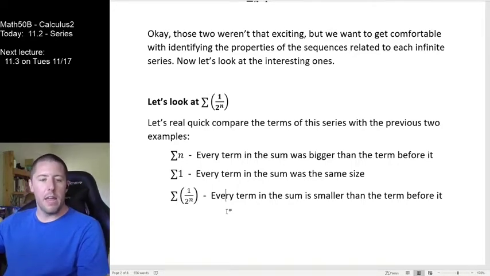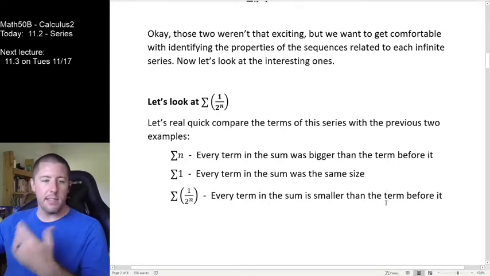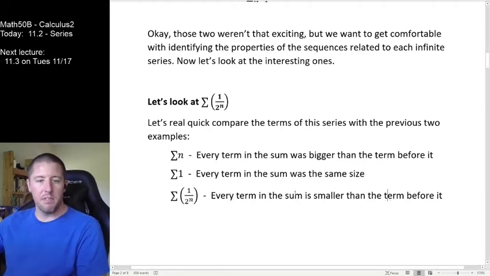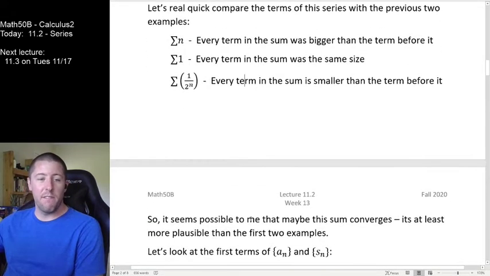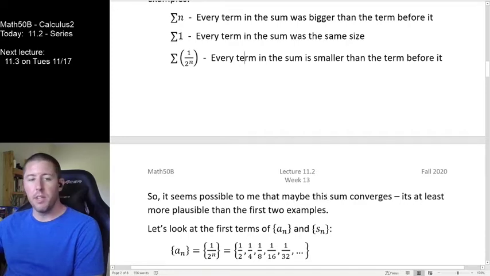And so we're thinking that now, in this case, it was pretty obvious that these two guys were going to diverge off to infinity because the terms that were included in the sum either were getting bigger over time or were at least staying the same value over time. So we were adding up an infinite number of objects and getting a size of infinity. But in this case here, what I am noticing is that these terms that I'm adding up are going to be getting smaller and smaller and smaller over time. So maybe they get smaller enough over time that this actually will converge. It's not directly obvious to us here. It seems possible to me that maybe this sum converges. At least it's more plausible than the first two examples, certainly.